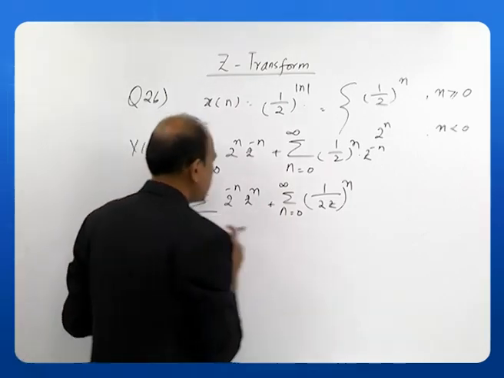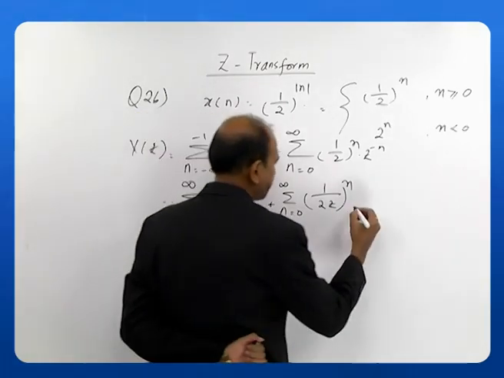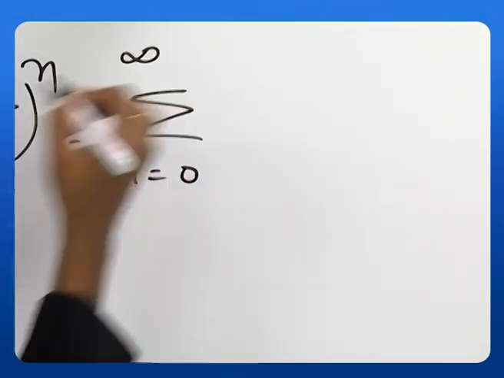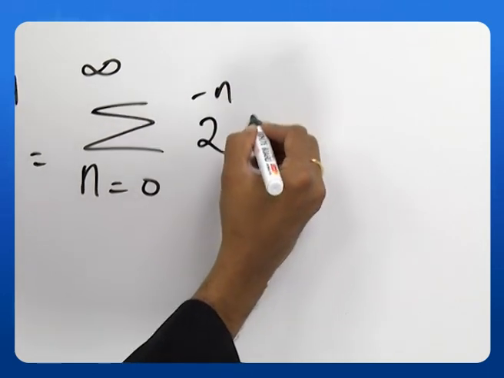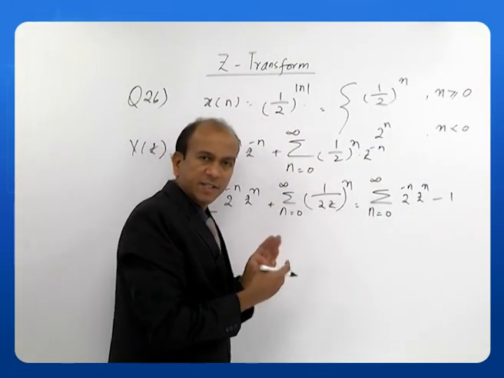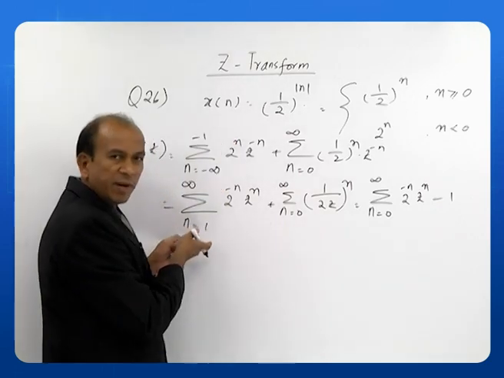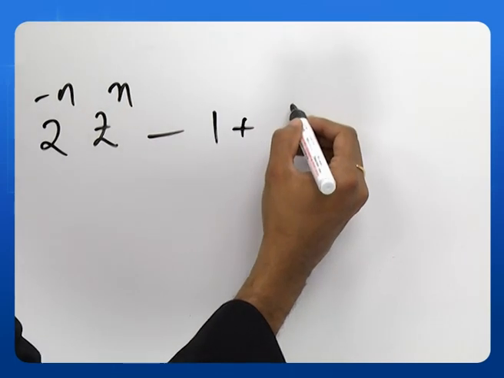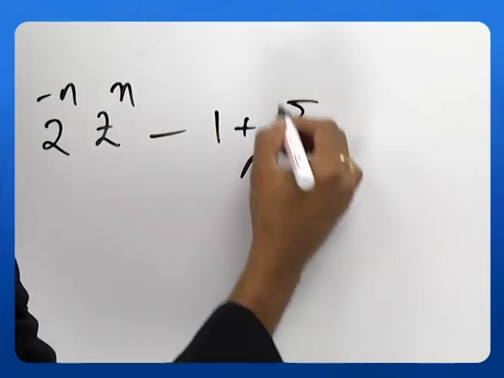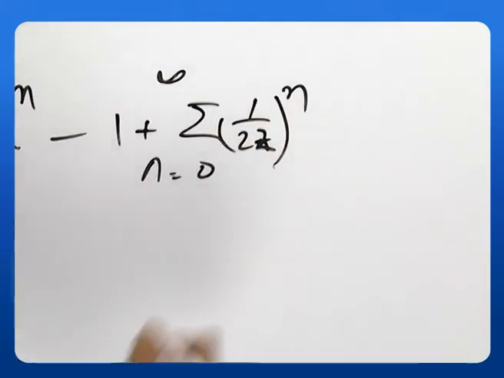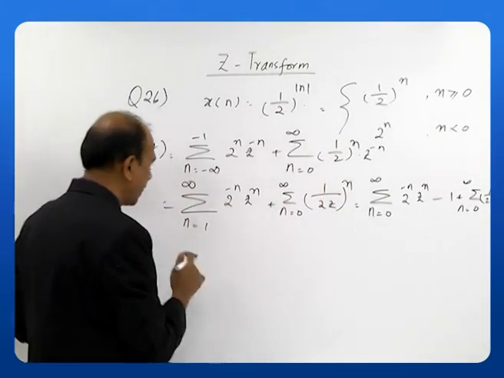So what I have to do is, so this I can write as summation n is equal to 0 to infinity 2 to the power of minus n, z to the power of n, minus 1, because we have scaled it, isn't it? It's actually from 1, but we have made it 0, so you have to subtract that, plus summation of n is equal to 0 to infinity (1 by 2z) to the power of n. So let us write down here again the same thing.